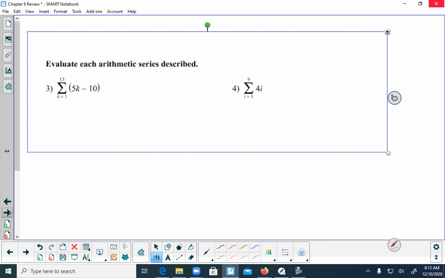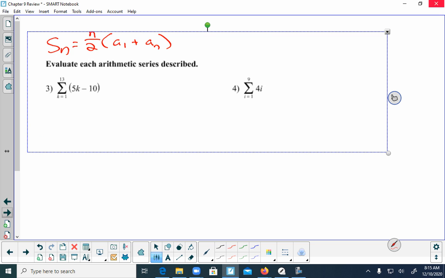The next one gives you the sigma notation, and it wants you to evaluate each arithmetic series. So I am trying to find the sum. I am going to use that formula that says to find the sum of the nth number. You're going to take n over 2, and you're going to multiply it by the first term plus the last term. So that's the formula that I should know.